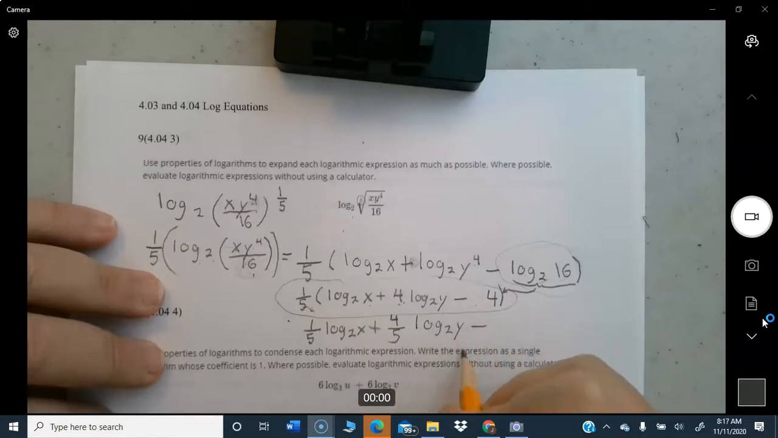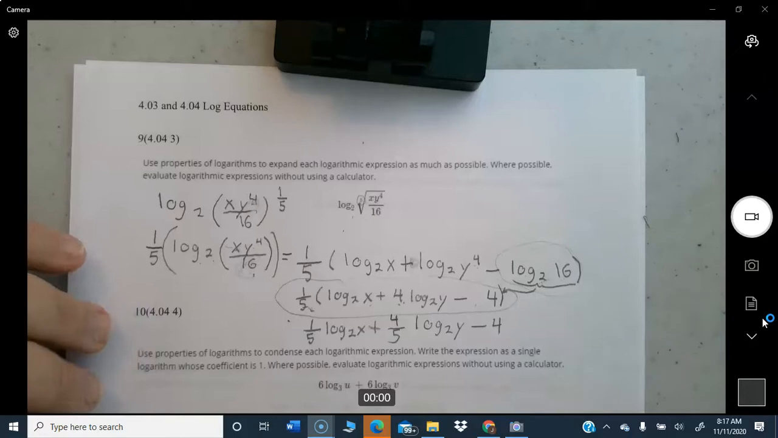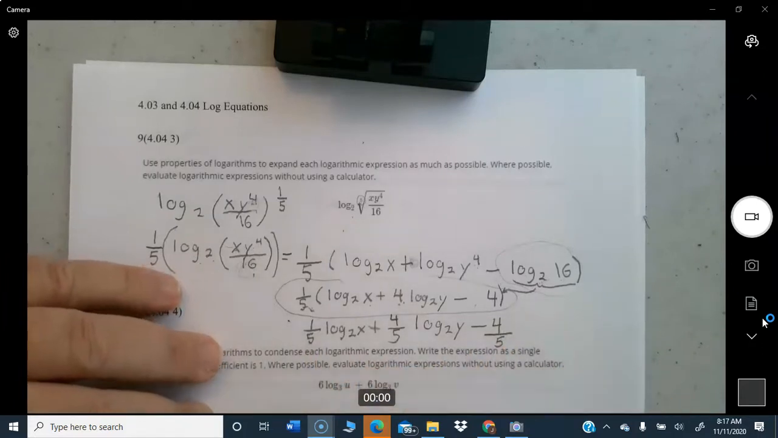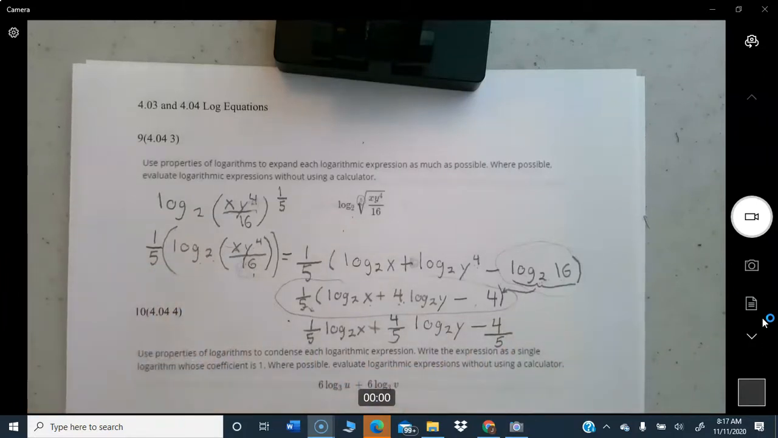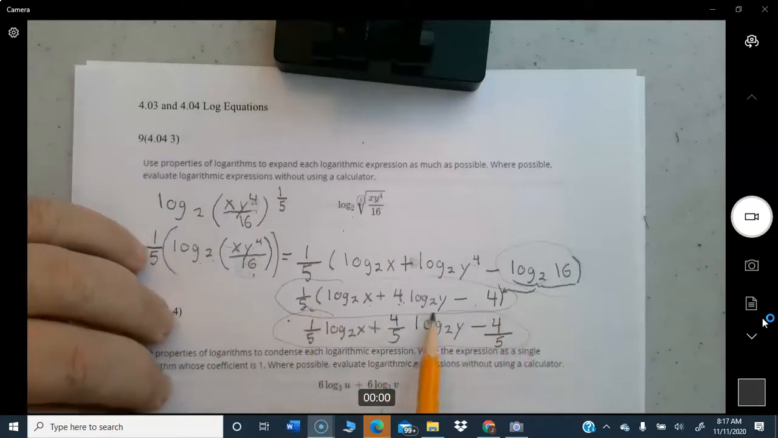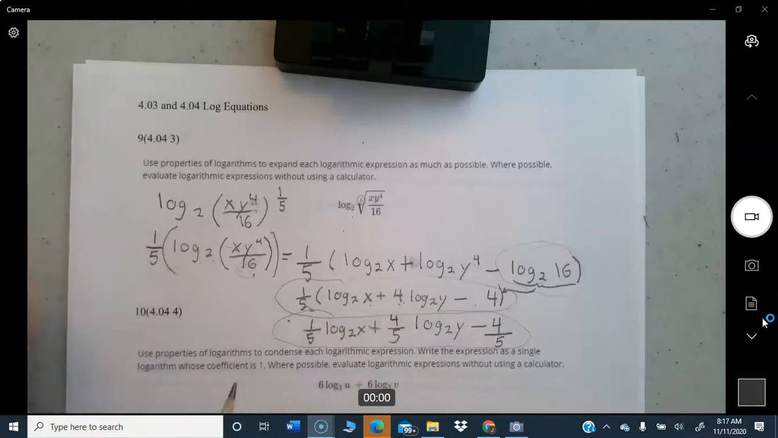Minus the 4. Okay? And that is the answer to that, all right? Excuse me, minus 4/5. I goofed. The 1/5 times the 4 is 4/5. Okay. I bet you some of you saw that before I did. Okay, that's it. Either one of these answers I would consider acceptable. They're fine. Okay. All right, let's move on.